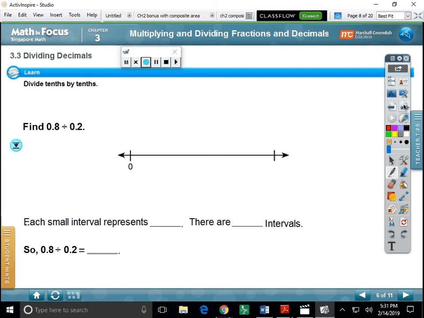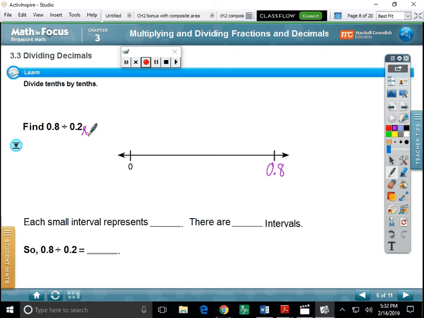Here they're showing us that we can consider dividing tenths by tenths, and we could use a number line to do that. So if they tell me to find 8 tenths divided by 2 tenths, they're saying that on this number line I could start from 0 and get all the way to 8 tenths. And I want to figure out how many little 2 tenths would be in here. Again, remember that last mark is really a period and it's not my decimal.